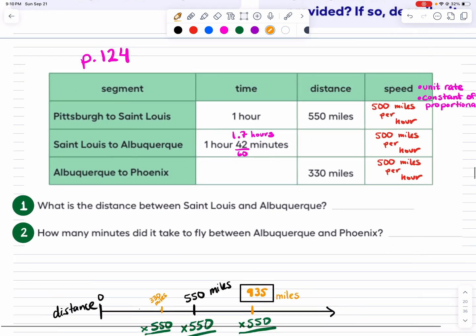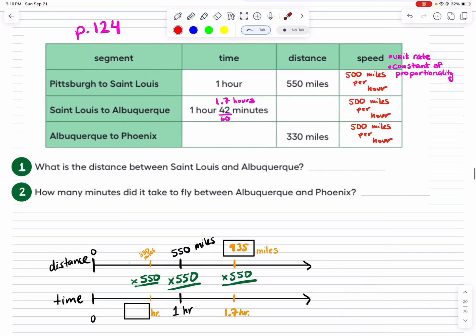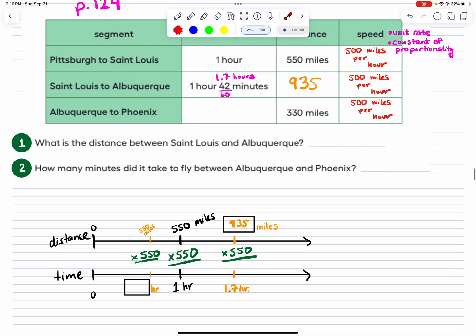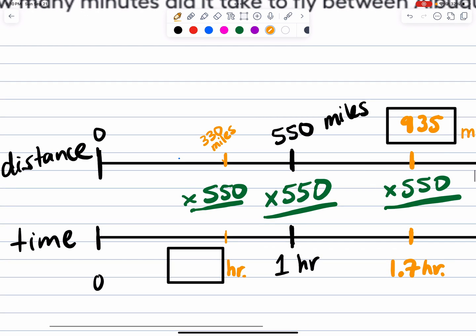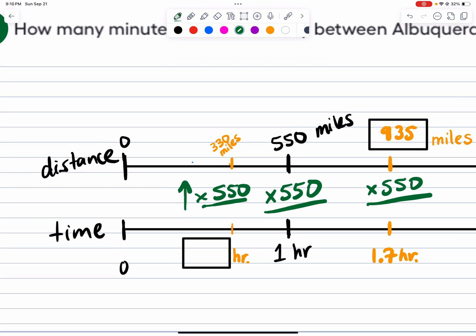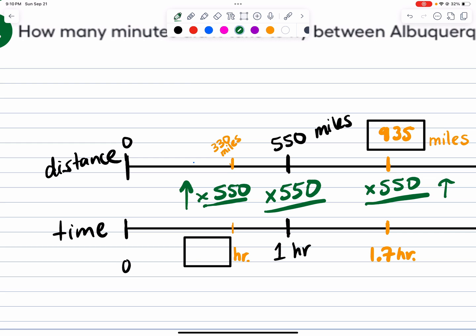So let me zoom out. From St. Louis to Albuquerque, we have 935. And we literally said that the constant of proportionality times the time is going to equal our distance. So just by looking right here, remember, we're going upwards, so times 550.